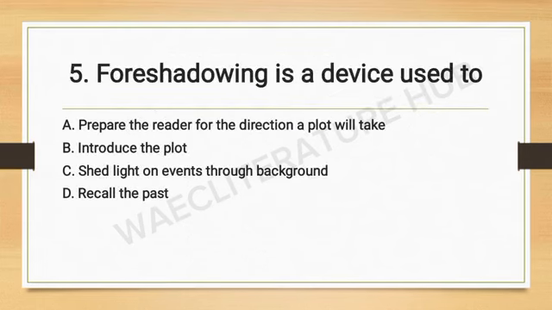Foreshadowing is a device used to prepare the reader for the direction a plot will take, introduce the plot, shed light on event through background, recall the past. Foreshadowing is basically bringing the future to the present. So you let your audience know in advance what is going to happen later on in the play. While flashback is bringing the past to the present to have a better understanding of the present situation.